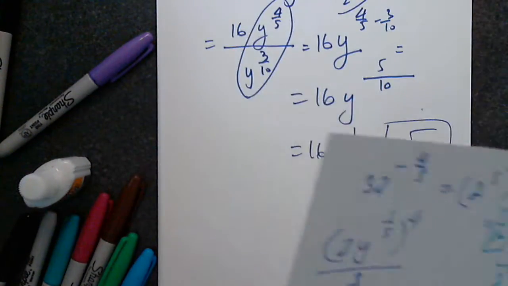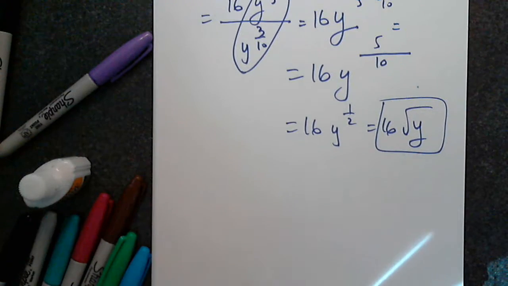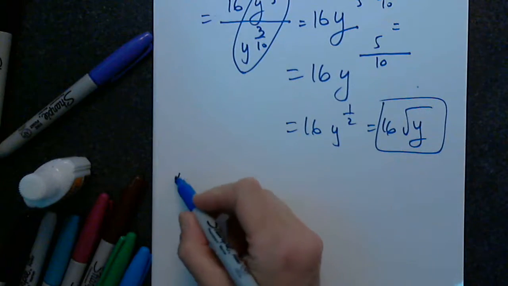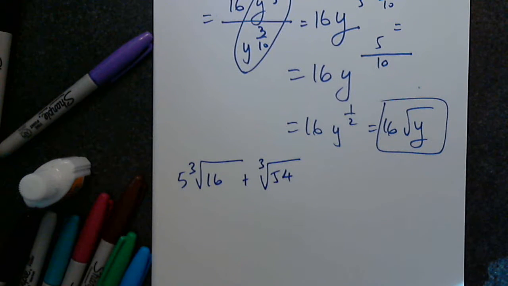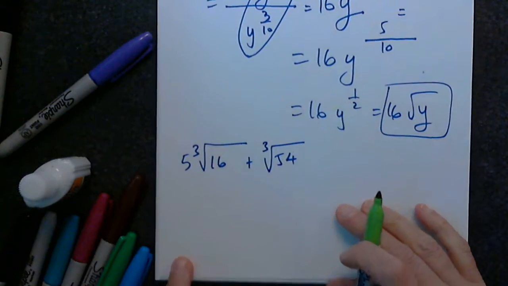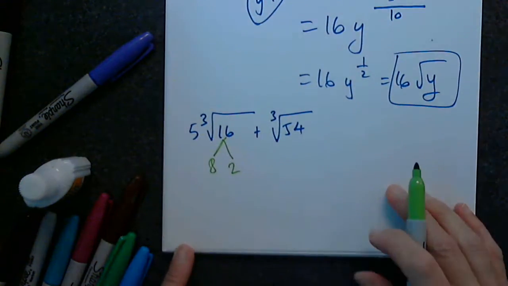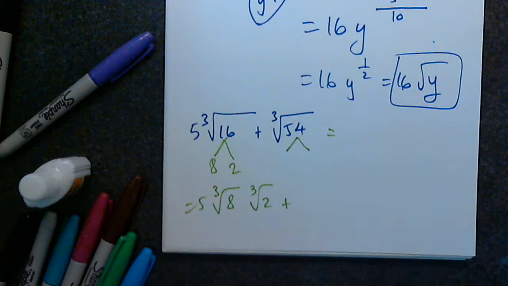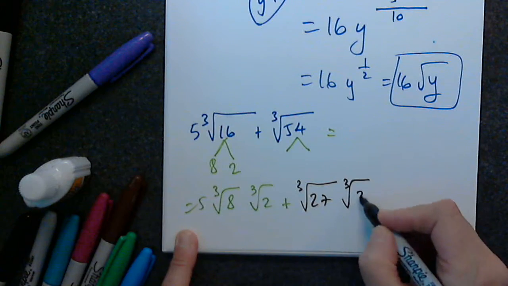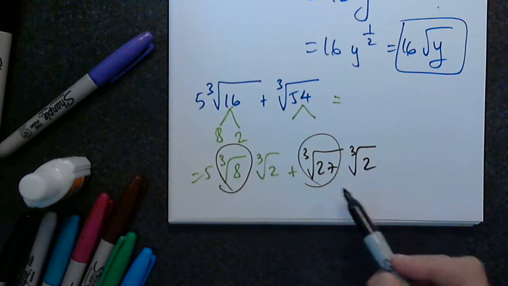Okay, let's look at this addition. Any questions on this problem? So 5 the cube root of 16, plus the cube root of 54. We are asked to add them, but at this time we can't. But I realized that the cube root of 16 can be written as 8 and 2. So this will be 5, the cube root of 8, the cube root of 2, plus. So how do I break up 54 then? Very good, awesome. So this will be the cube root of 27 and the cube root of 2. Great job.